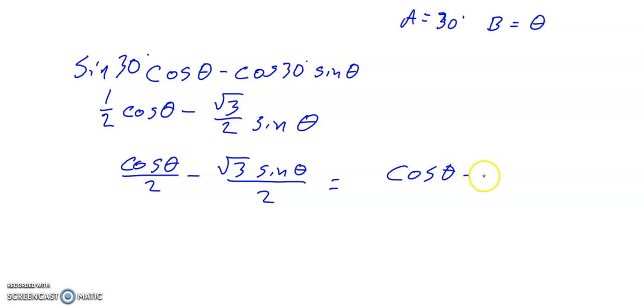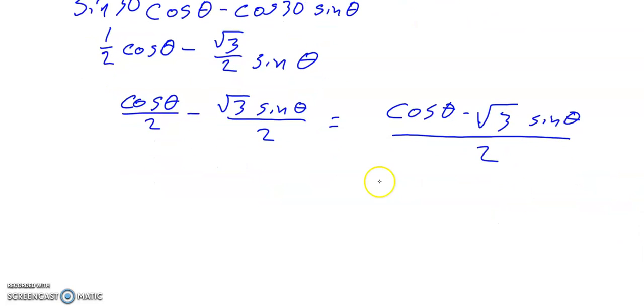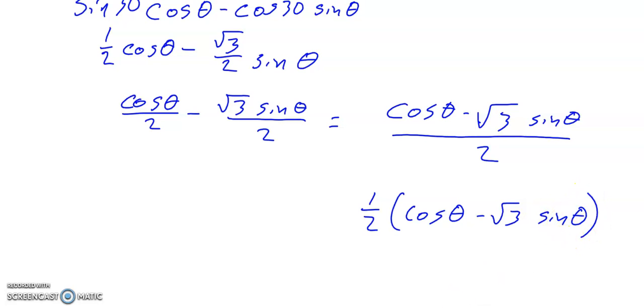cosine theta minus, I'm going to put the radical 3 in front so we don't actually try to take the sine of it. Radical 3 sine theta all over 2. And I like it like this, but some people want to say 1/2 times cosine theta minus radical 3 sine theta. Either one works. Boom.